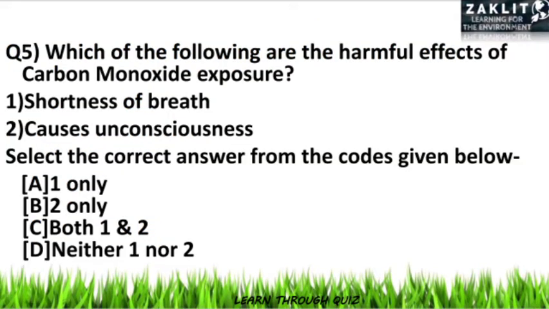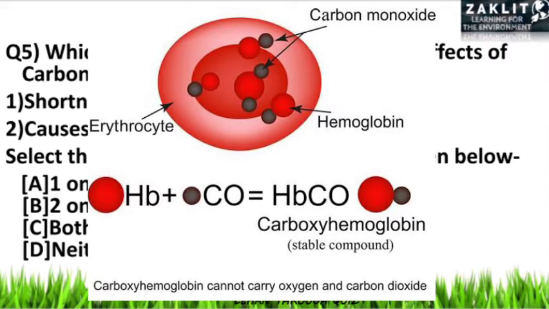The fifth question was, which of the following are the harmful effects of carbon monoxide exposure? And here the correct option will be option number C, both 1 and 2, because shortness of breath and unconsciousness are caused by the harmful effects of carbon monoxide. As you can see in this picture, when carbon monoxide binds with the hemoglobin present in the blood, it forms carboxyhemoglobin, which prevents the blood to carry the oxygen in our body.